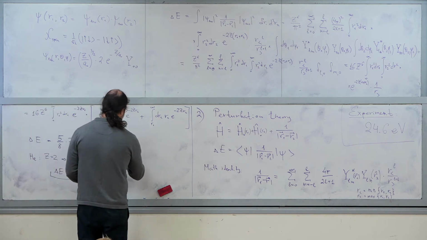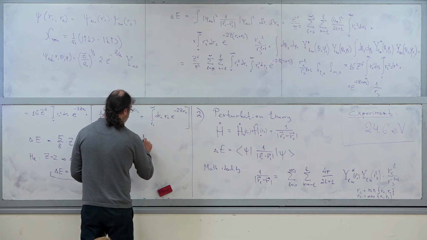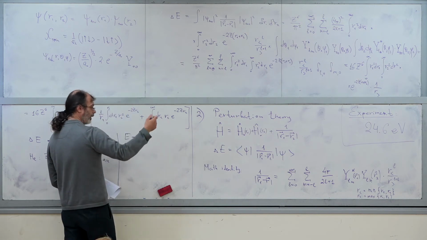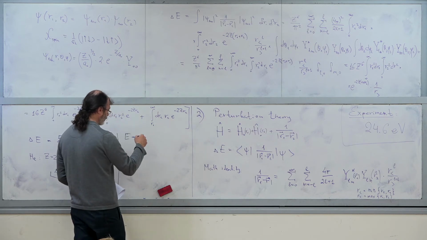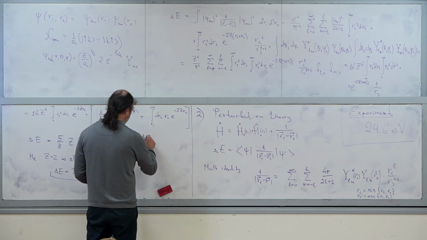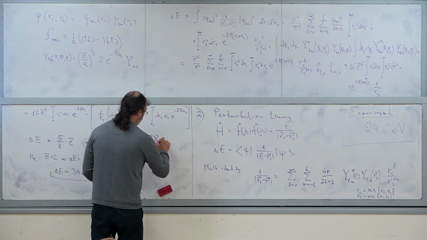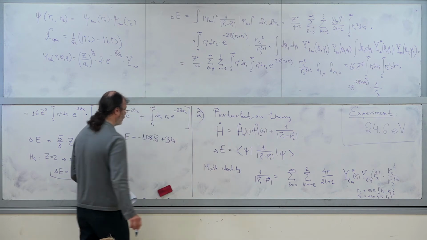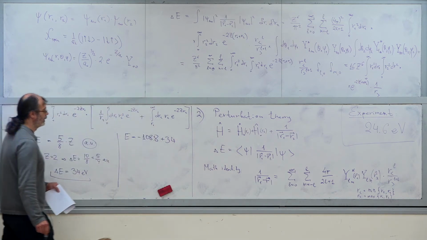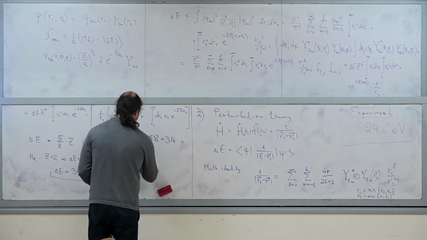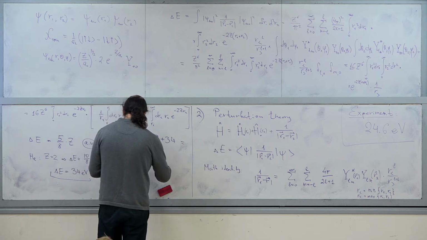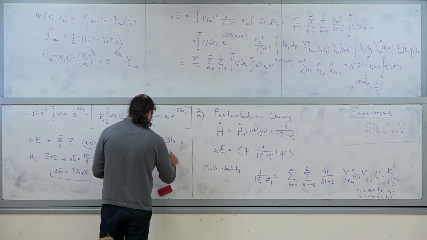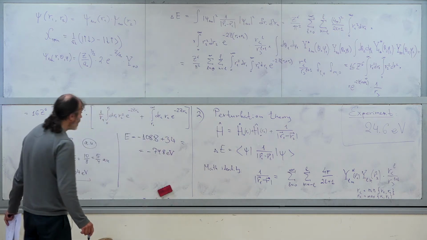So this means that E, the final, is exactly like if you take 13.6 and multiply by 8, you get 108.8 electron volts, plus 34 electron volts that we just calculated right now. So now we have this to be equal to minus 74.8 electron volts.